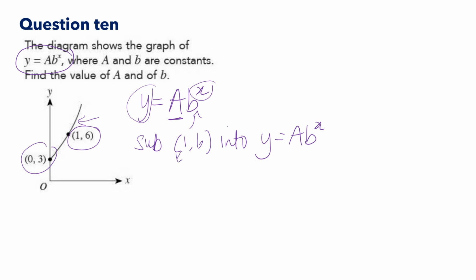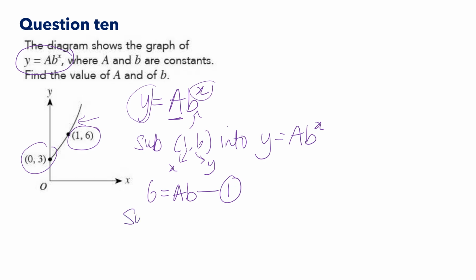So you substitute your x coordinate to be 1, and this one to be y. So you will have 6 equals a times b to the power 1. So b to the power 1 is just b, so you don't have to write the 1 there. So that's equation 1.